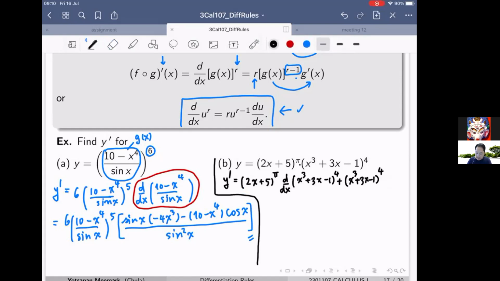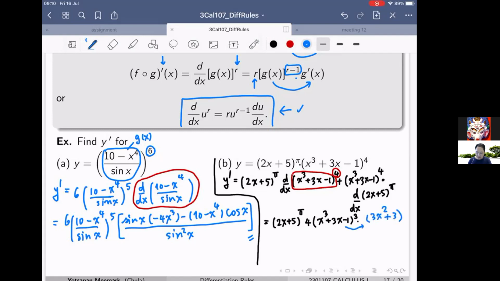Let me write it down here. Okay, this is multiply. So now you just copy this one down, right? And then what is the derivative of this one? You just look at it as g(x) raised to the power 4. So it becomes 4 times (x cubed plus 3x minus 1) cubed, and then multiply by the derivative of the inside, which will give you 3x squared plus 3.